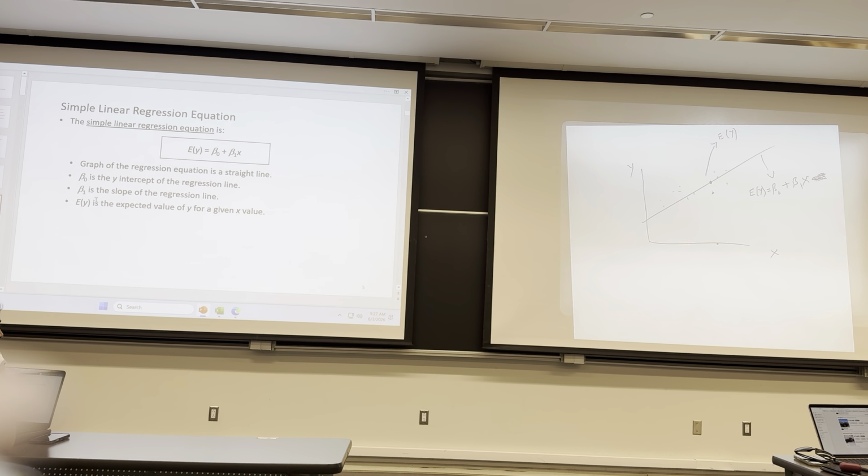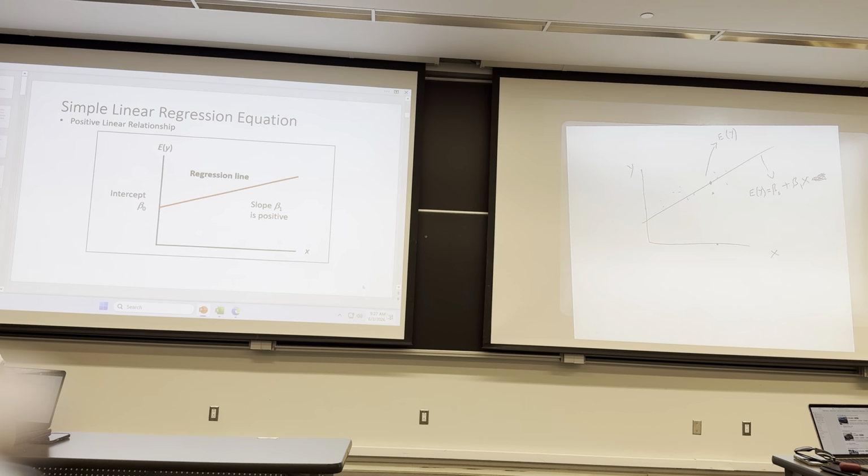Now, beta 0 is the y-intercept of the regression line, beta 1 is the slope of the regression line, and E of y, the expected value of y, is the expected value of y for a given value of x. Okay. For each $10,000 of advertising you are going to spend, you are going to have different sales figures. For each value of x, there are many y values, and this is just the expected value of those y values. Y is your sales.